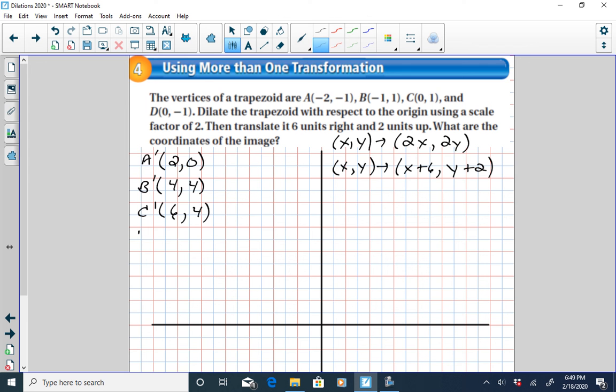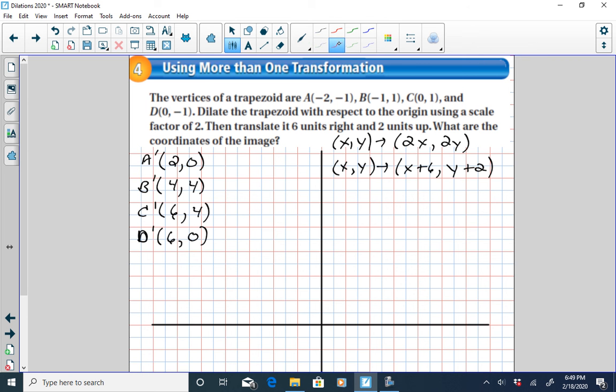And then finally D prime. 0 times 2 is 0, oh, that was bad. 0 times 2 is 0. 0 plus 6 is 6. And then we have negative 1 times 2 is negative 2. Negative 2 plus 2 is 0. So those are the coordinates of our image.